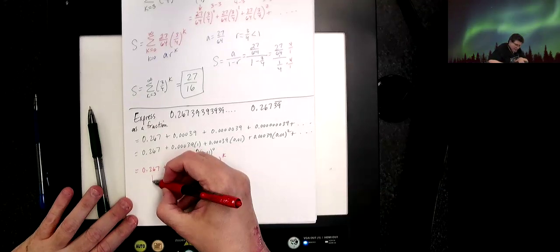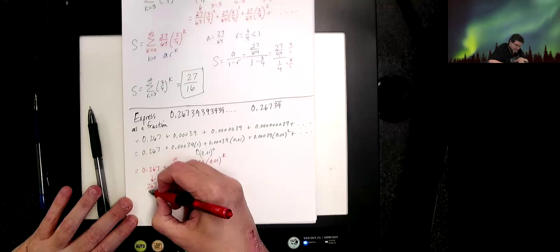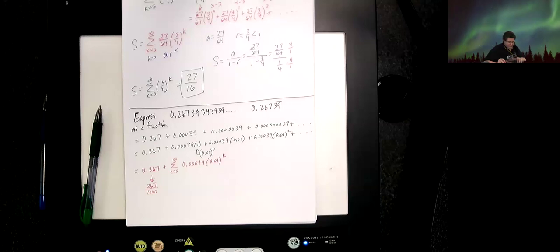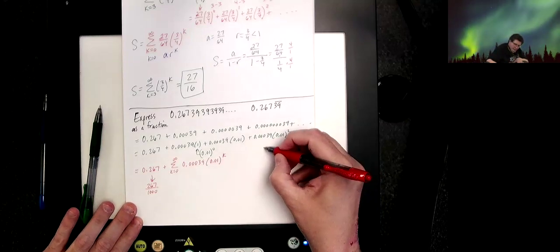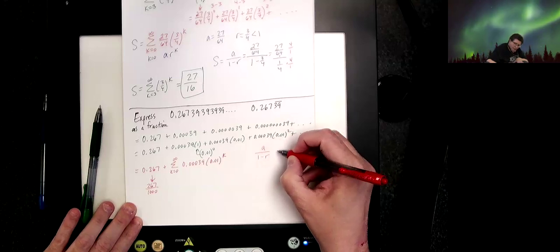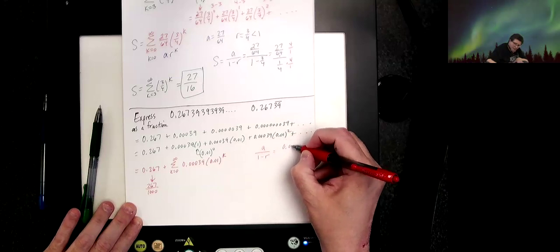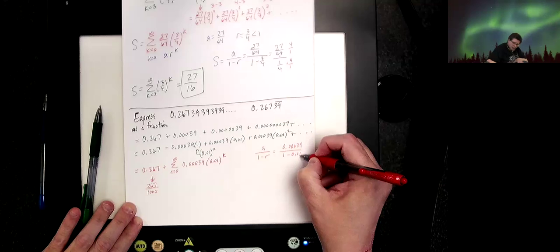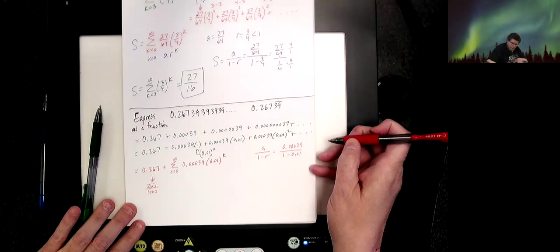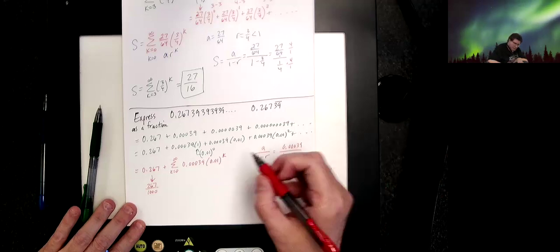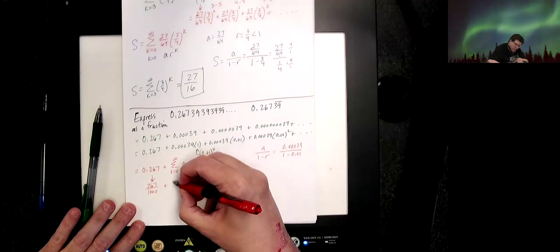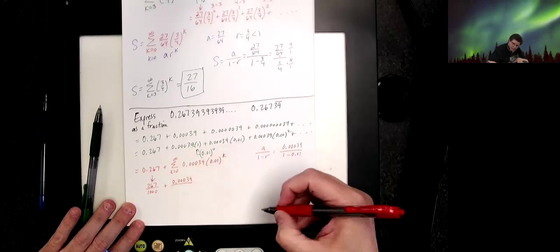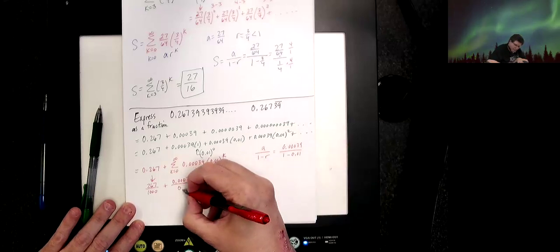So this part as a fraction is 267 over 1,000. You just multiply by 1,000 over 1,000. This is going to be a over 1 minus r, where a is 0.00039 and r is 0.01. So this is plus 0.00039 over 0.99.